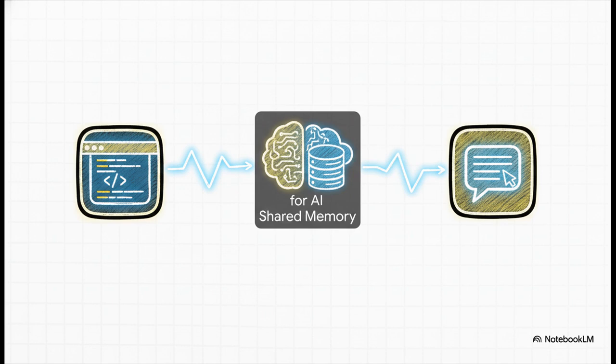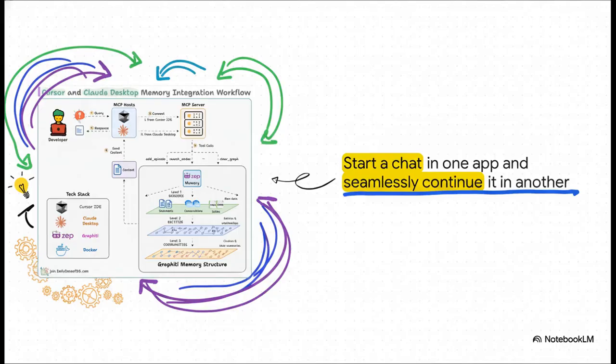Okay, and for our final example, we've got something that honestly feels like it's straight out of science fiction. We're talking about shared memory for AI. Now this is a total game changer. MCP can connect completely different AI apps, like, say, Claude Desktop and the Cursor Code Editor, to the same memory server. Now, what does that mean? It means you can be having a conversation with Claude in one app, and then you can switch over to Cursor, and it can access that exact same context to help you with your code. It's like a seamless shared brain that works across all your different applications, and it's all powered by MCP.